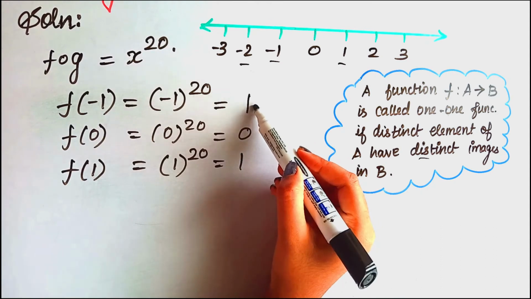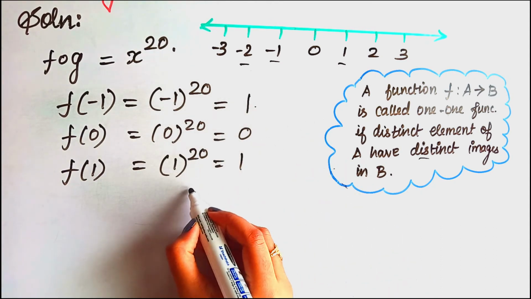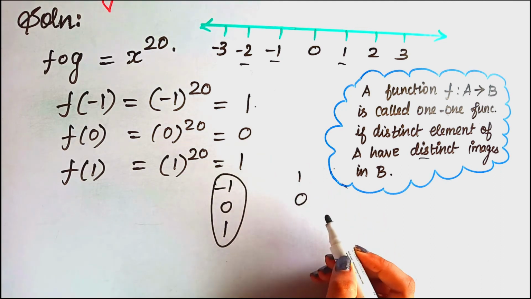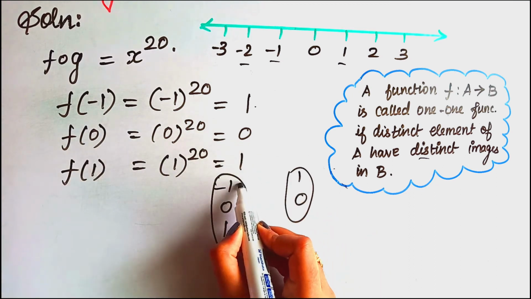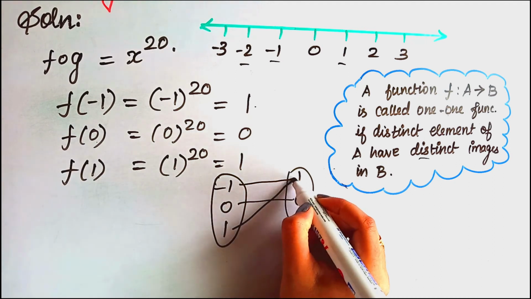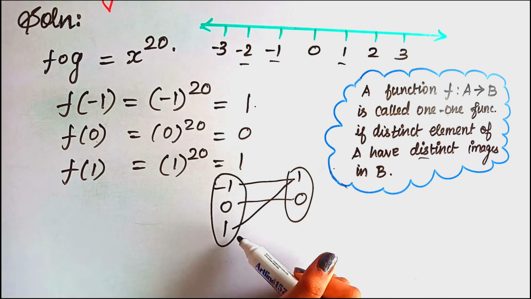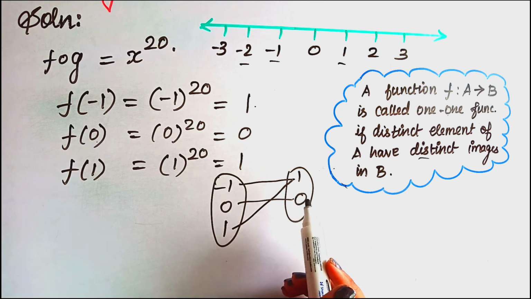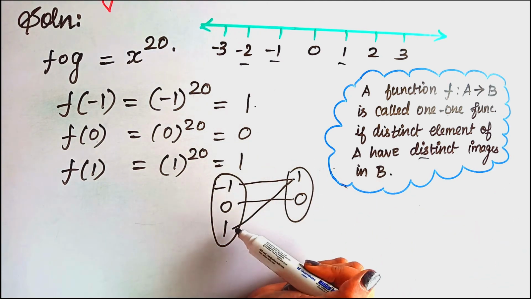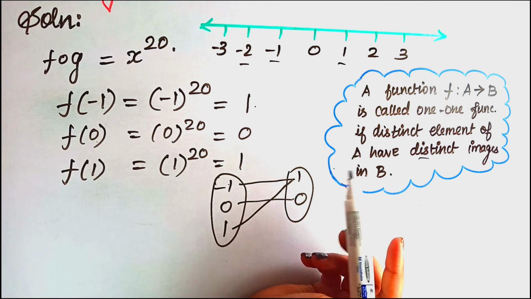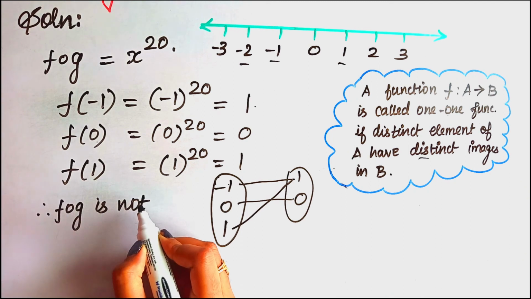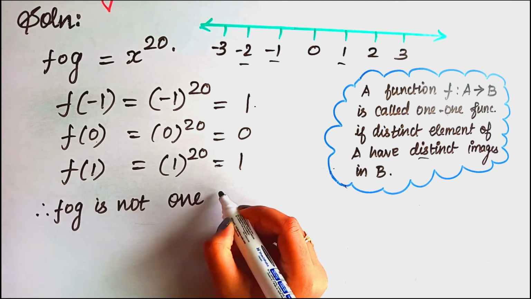So here you can see that there are the same numbers. In the domain we have substituted -1, 0 and 1, and in the codomain we got the answers 1, 0, 1, which means -1 has an image 1, 0 has an image 0, and 1 has an image 1. Here you can see that two elements have the same image, which is not a one-to-one function, because a different element of A must have a different image, but two elements have the same image. So we can say that f dot g is not one-to-one.